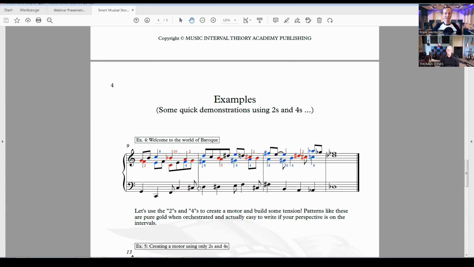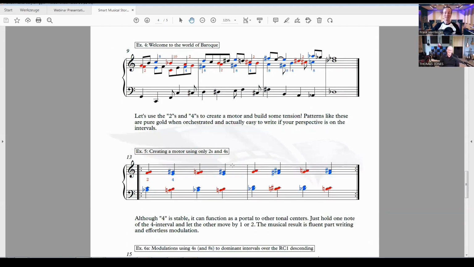And you can modulate through all the tonal centers down here, and it just works. So this is essentially how you can write 20 minutes of Baroque music a day, every day, from today on. So good luck. Please don't do it. The world doesn't need it at this point. It's just great. But there is more what you can do with 2s and 4s.